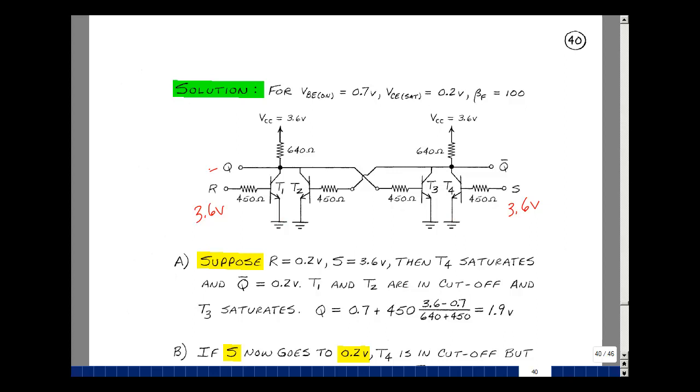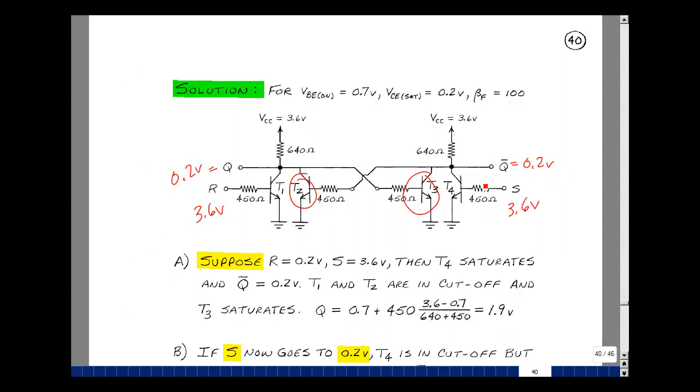This is going to be equal to, because of the saturation, 0.2, our saturation voltage. And likewise here, saturating this is going to make this 0.2 volts. This being 0.2, I don't have enough voltage to forward bias this junction, so this is cut off. And likewise for this one, that would be cut off. We put a logical 1 on the reset line and a logical 1 on the set line. We now get a logical 0 and a logical 0.